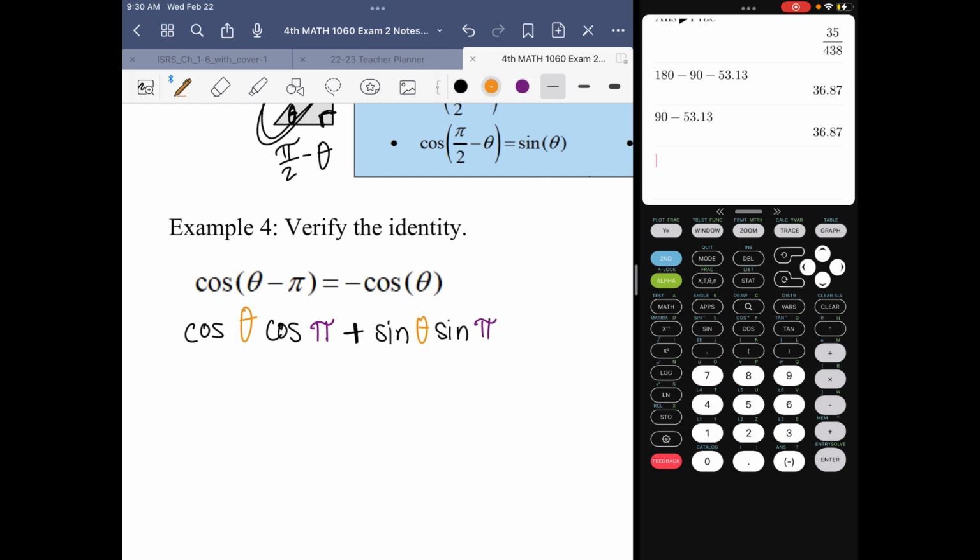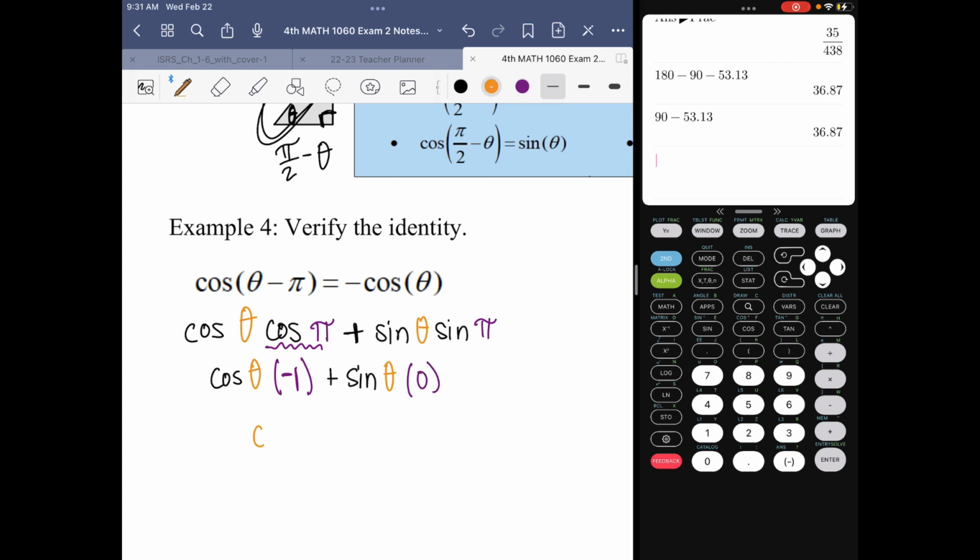Now, we have no idea what theta is. So that one honestly gets kind of stuck. There's not a whole lot we can do with that. That's just cosine of theta, whatever it is. But we do know the cosine of pi. If we look at our unit circle at pi, cosine is at -1. Same thing here. We really don't know what the sine of theta is because we don't know what theta is. But we do know that the sine at pi is 0.